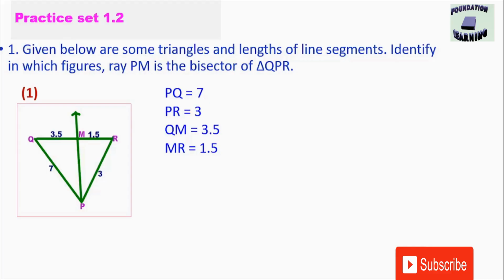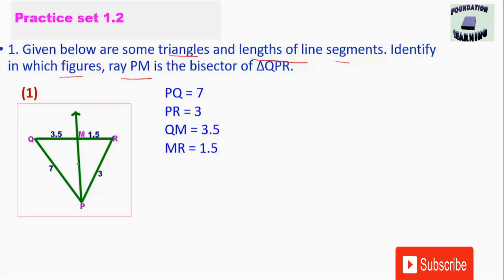Now we start with the practice set 1.2. Given below are some triangles and the length of line segments. Identify in which figure ray PM is a bisector of triangle PQR. Now we have got three sums where we have to prove whether the given figure ray PM is a bisector.